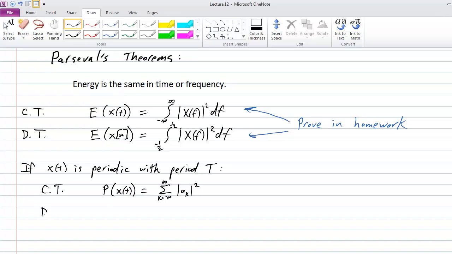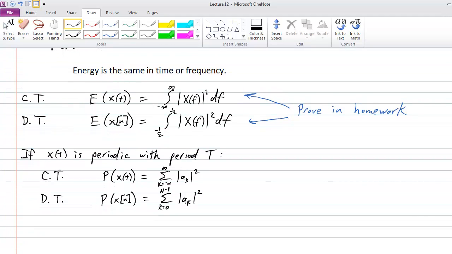And for discrete time, it's going to be just a sum over one period, k equals 0 to N minus 1. Remember, the period for the discrete time Fourier series is just the same as the period for the time domain, capital N. Now, I will give you a little bit of an argument for why this is true in the Fourier series.